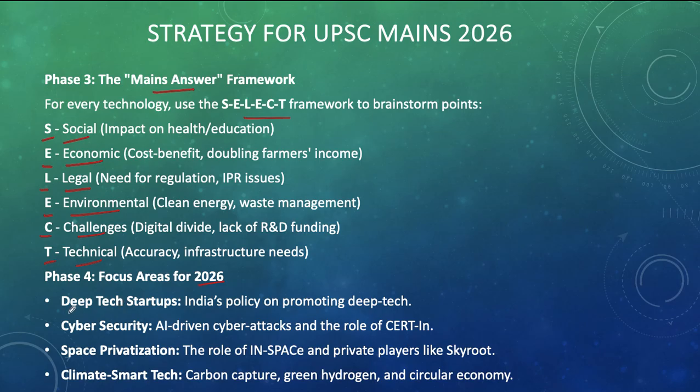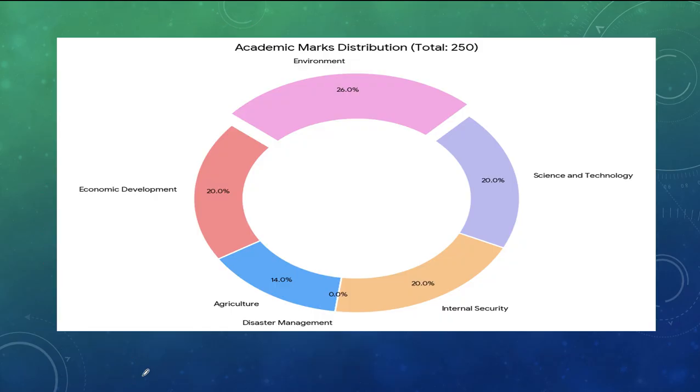Some important topics for the 2026 mains examination: work on deep tech startups, cyber security, space privatization, and climate-smart technology, where questions can be expected. And coming to the marks distribution, give priority first to environment, then move to economic development, then science and technology, students, which carries 20% weightage, then move on to internal security, agriculture, and finally you can go to disaster management.